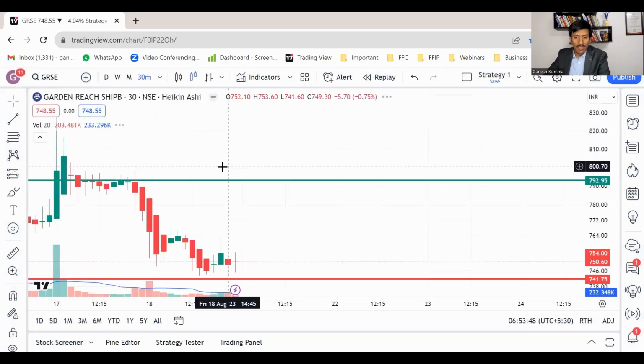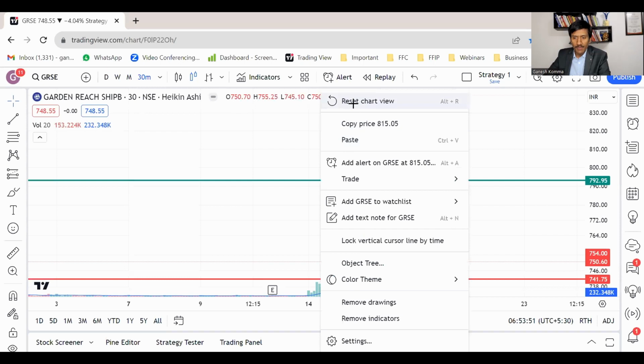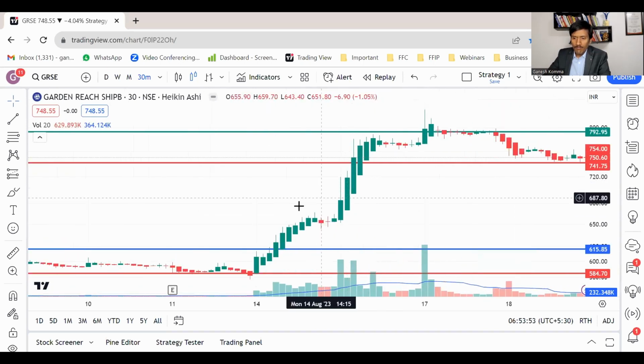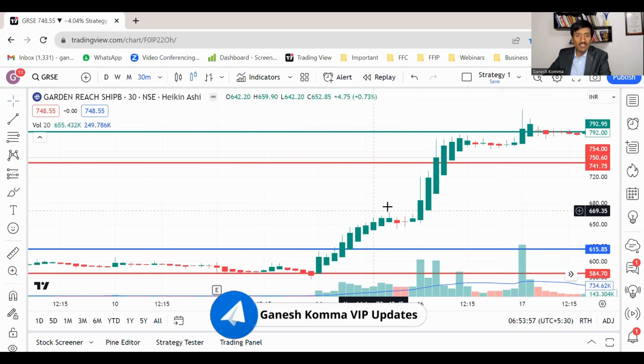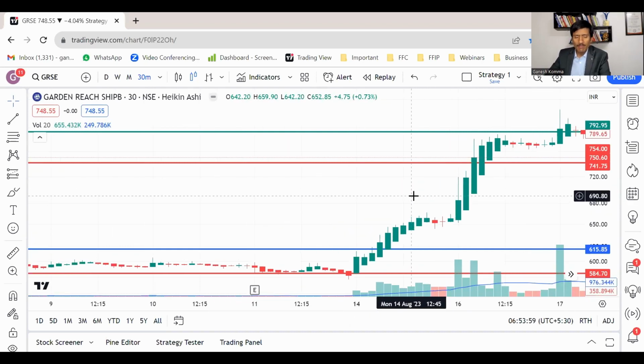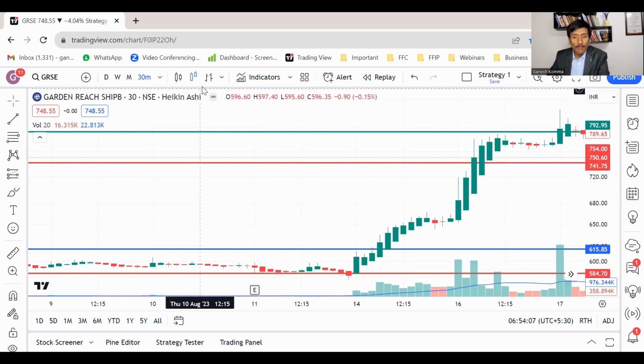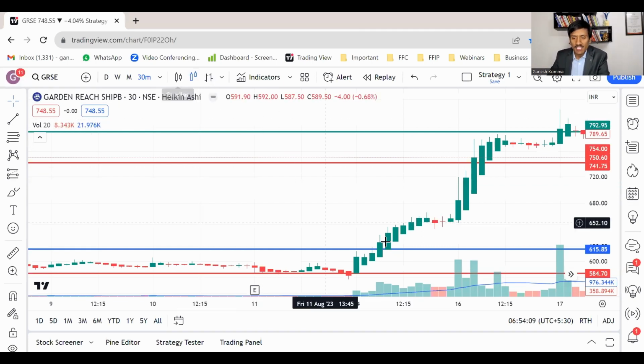Garden Reach, which is one of the defense related companies, after Mr. Narendra Modi's announcement on the defense related sector, right? I'm just giving you a few examples. Any sector, any stock which you are following, to just analyze the trend in it, you can take help of Heikin Ashi, or you can use the Heikin Ashi chart here, right?